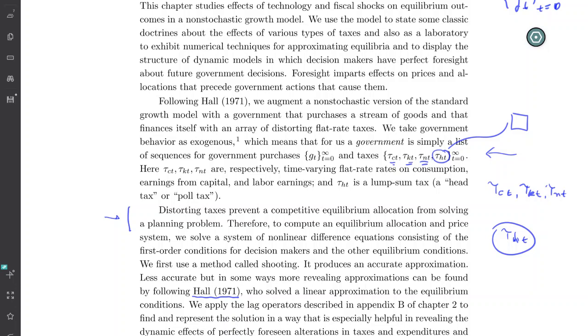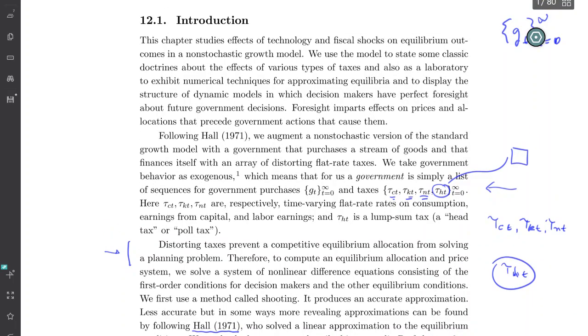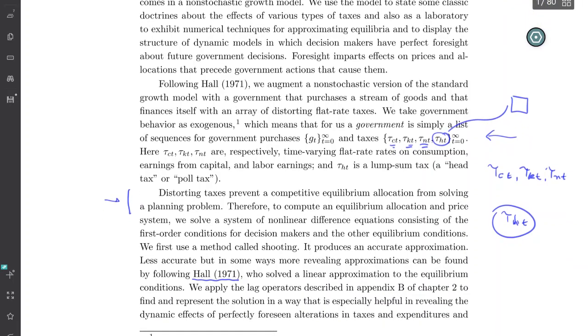The strategy is going to be that we write down first order conditions for firms and households. We're going to write down feasibility and government budget constraints. That's going to give us a set of nonlinear equations, actually nonlinear difference equations, and we're going to solve them by using the shooting algorithm. And then we're going to do some experiments. So that's kind of the agenda in this chapter.